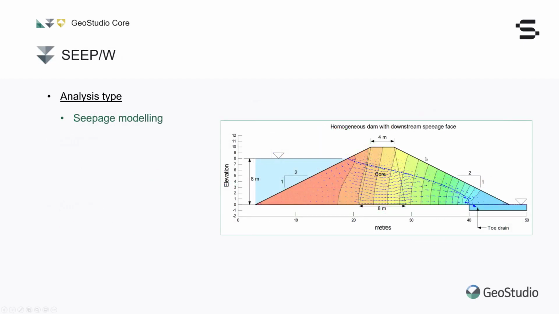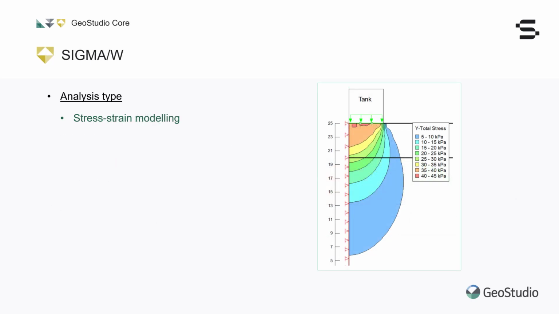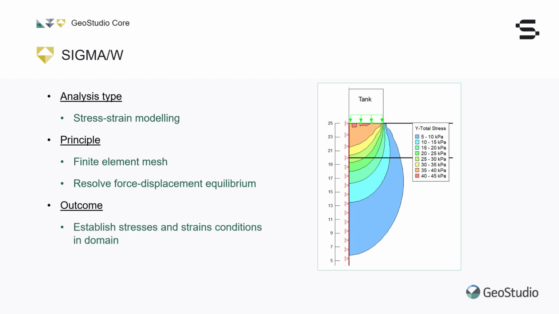Water seepage is often a governing factor in many geotechnical problems. SEEP/W is a finite element software where a domain is discretized into small elements in order to resolve the water balance within the domain. SEEP/W will help establish water conditions that can then be used by other modules in GeoStudio. Finally, SIGMA/W is the stress-strain modeling module in GeoStudio. Similar to how SEEP/W functions, SIGMA/W discretizes a domain into finite elements, but this time to resolve the force-displacement equilibrium. SIGMA/W helps establish the stresses and strains that exist within a domain.